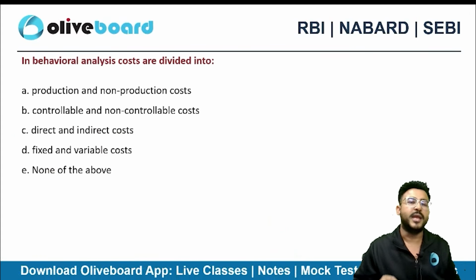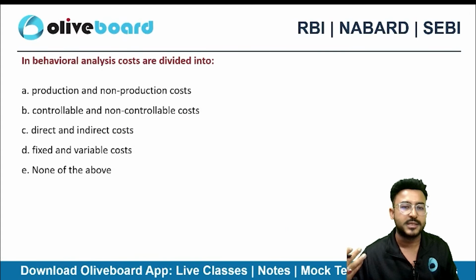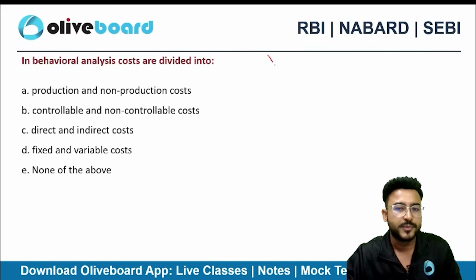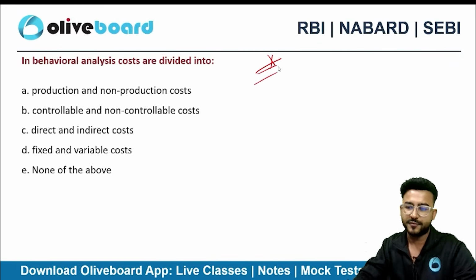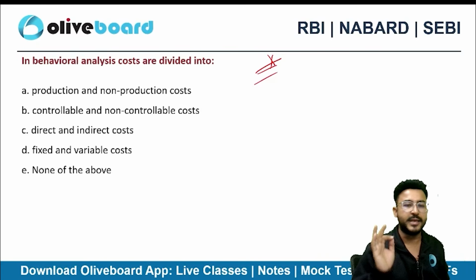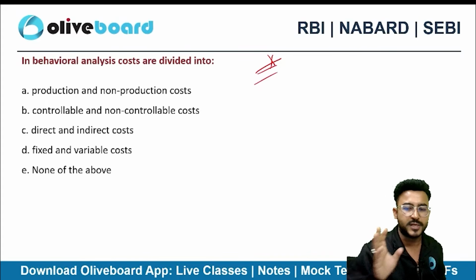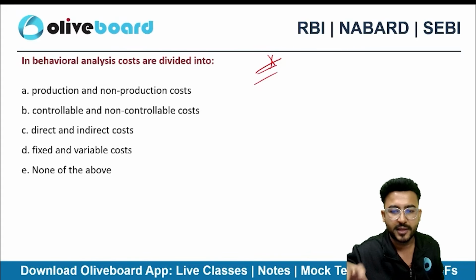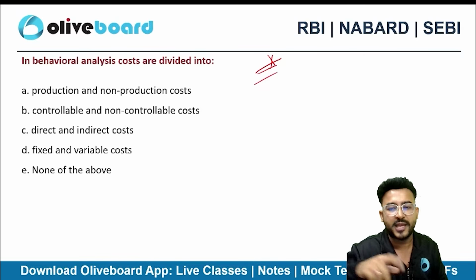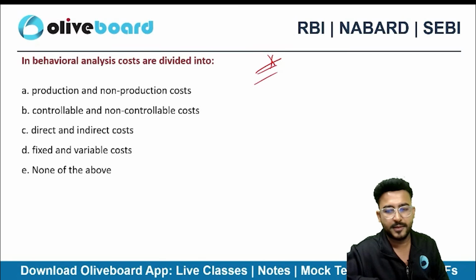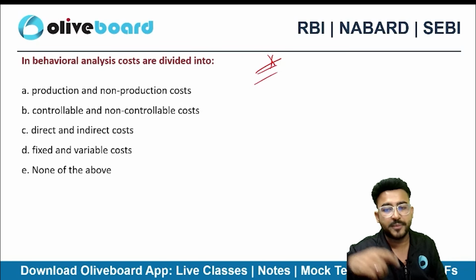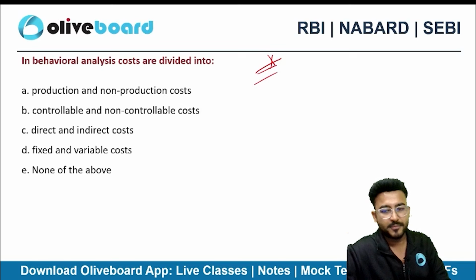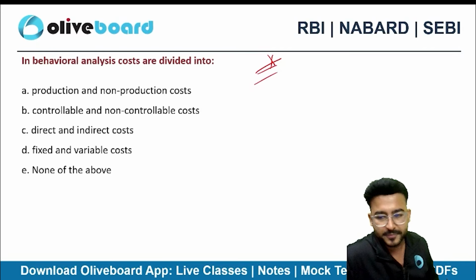Next one. In behavioral analysis, the costs are divided into what category? What types of category? In behavioral analysis, we are more of judging the cost by its behavior. By its behavior. And do remember, behavior keeps on changing. That's a hint that I have given you. On the basis of behavior, behavior keeps on changing.